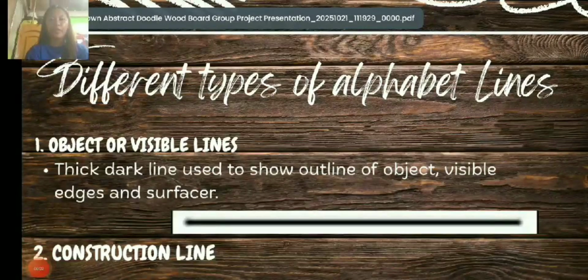Good afternoon, everyone. Today, I'll be discussing the different types of alphabet lines. There are 12 different types of alphabet lines.